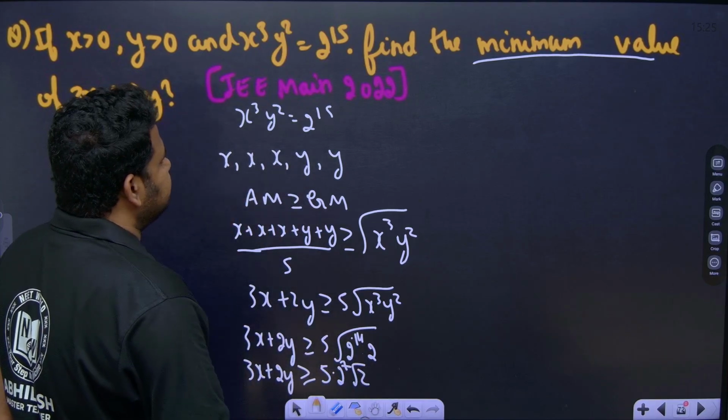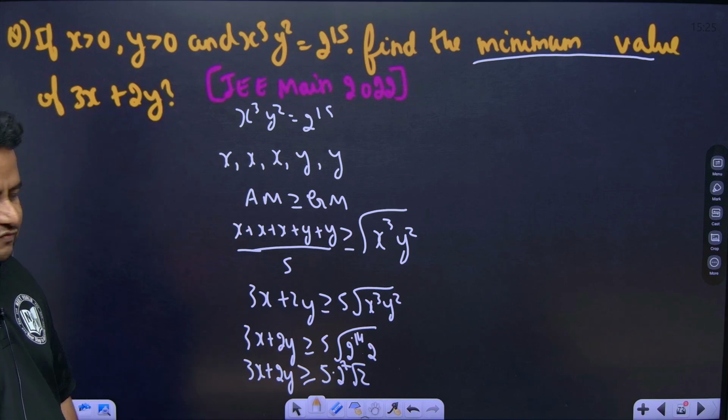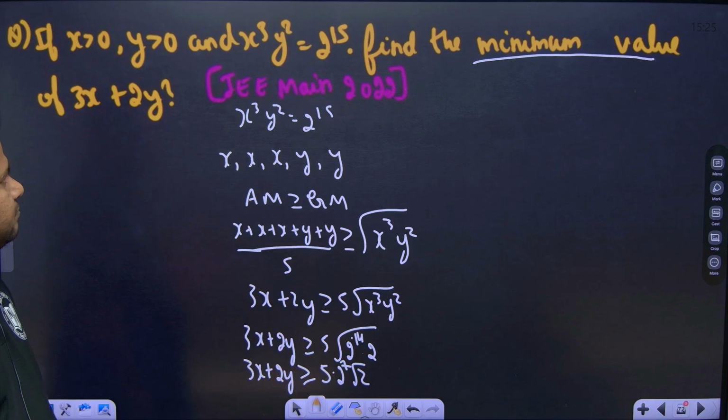What is the minimum value? This is the answer. That's it: 5 into 2 power 7 into root 2. Clear? That's all.